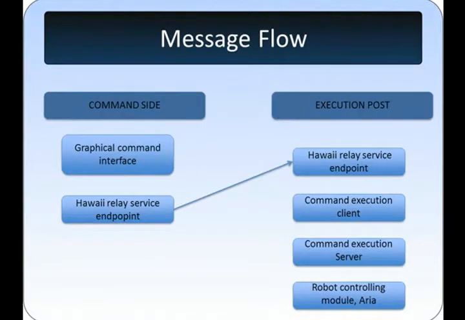The message is generated through the graphical command interface by the user, which is then sent through the Hawaii Relay service endpoint to the execution post. Then the command is sent to a command execution client, which is in constant communication with the execution server. Finally, the execution server is responsible for sending the command to the robot controlling module, and the ARIA framework is responsible for executing the command itself. Finally, let's take a look at how all this fits together in the demonstration.